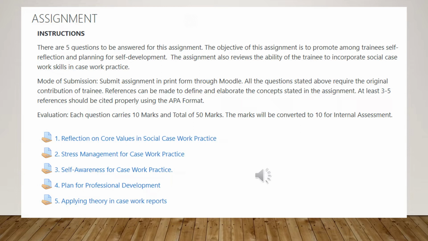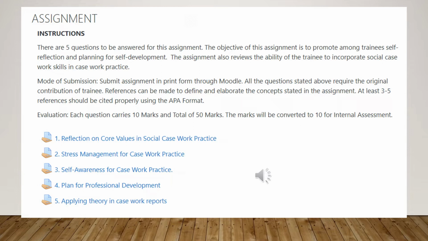The first one is on social casework values. What are the core values and how do you evaluate yourself with regard to these values? The second question gauges your stress management techniques. One of the most important steps in managing a relationship is managing your stress. Only if we are stress free can we pay more attention to relationships. We will talk about this more in the later slides.